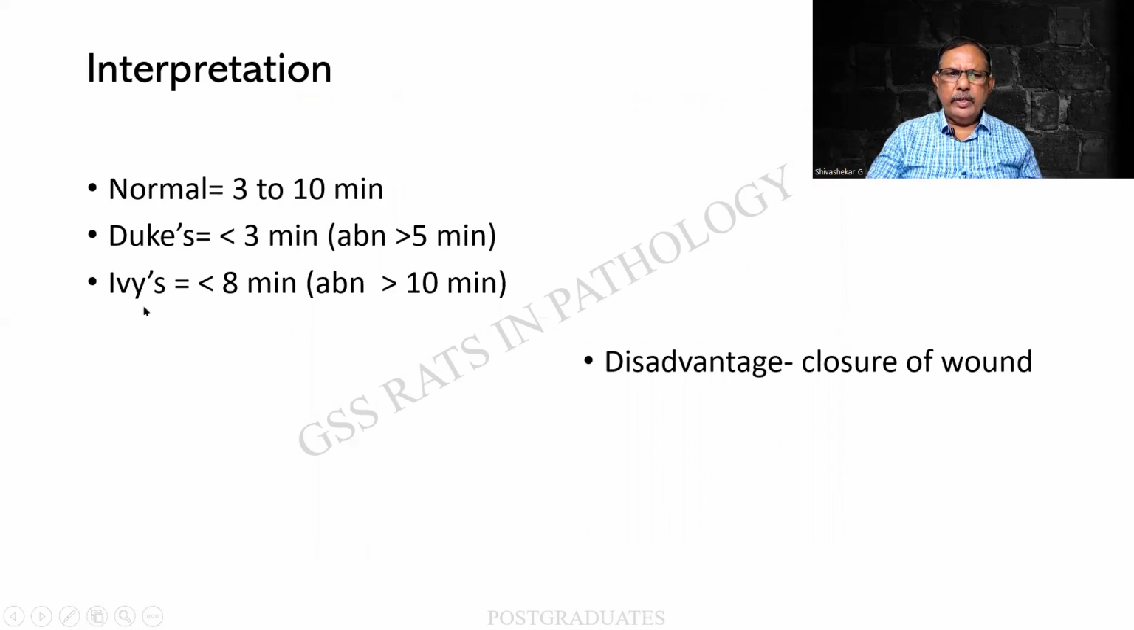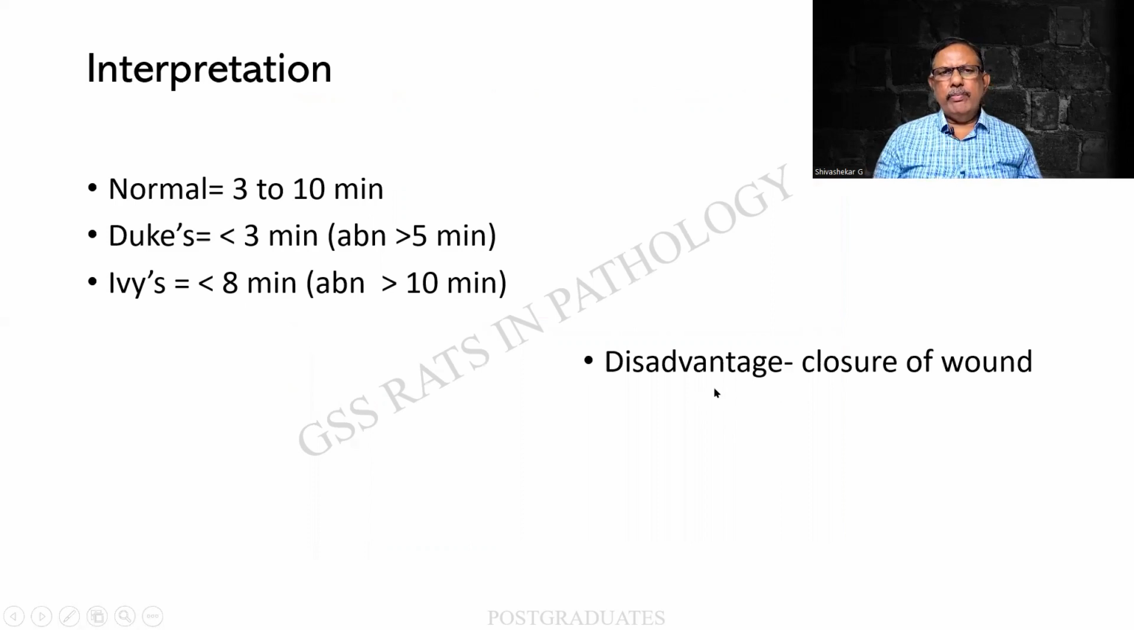There are two methods, as I told you. Ivy's method, it is less than 8 minutes. Abnormal will be more than 10 minutes. And there is another, Duke's method, less than 3 minutes, and abnormal itself is more than 5 minutes. Even between these two tests, you can appreciate the variation in the values.